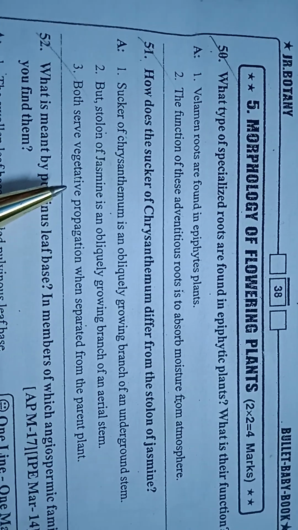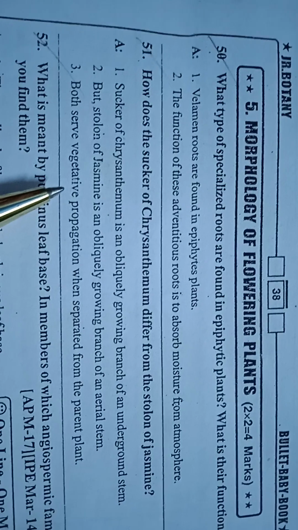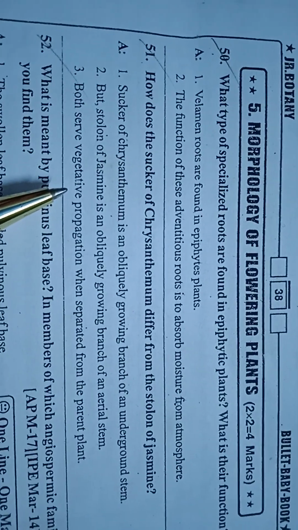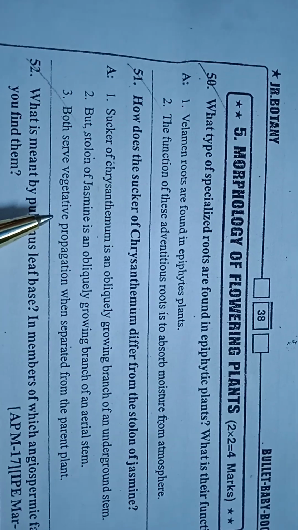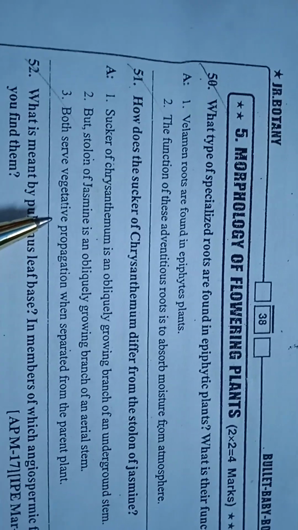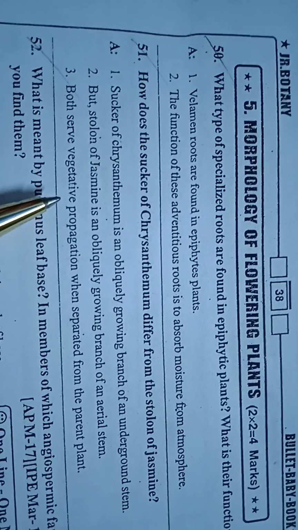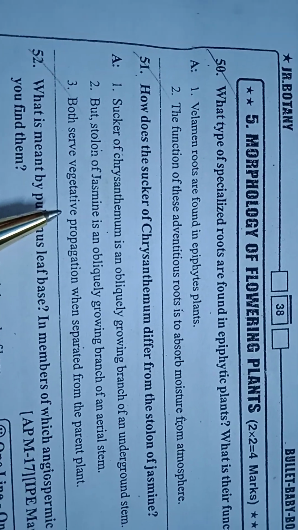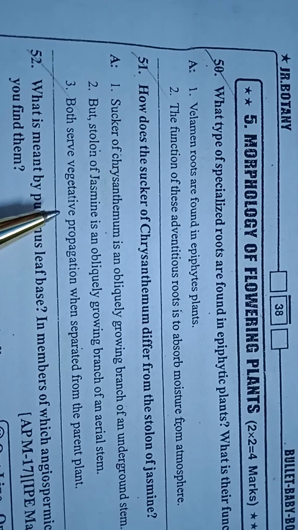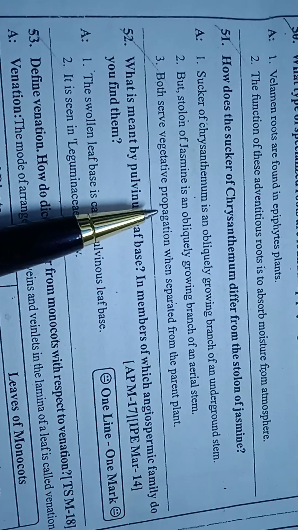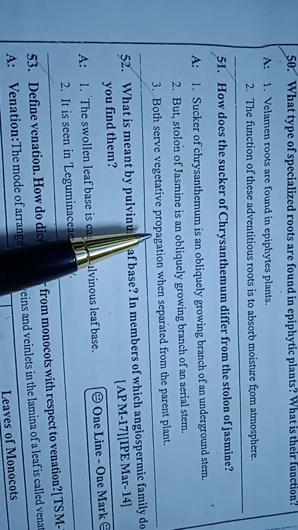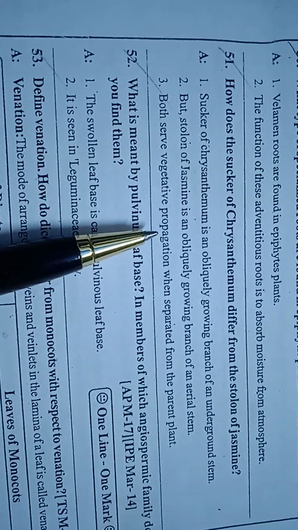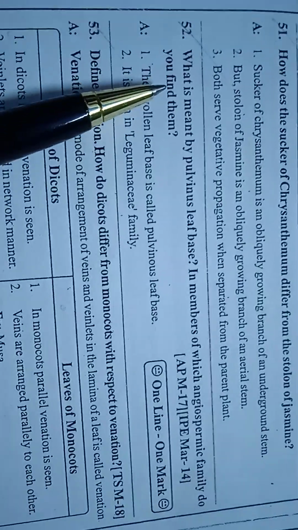See here, what is meant by vegetative propagation? Vegetative propagation is a process in which plants reproduce from stems, roots and leaves. Have you got it? This vegetative propagation happens when the part gets separated from the parent plant. You got to understand? Third question.